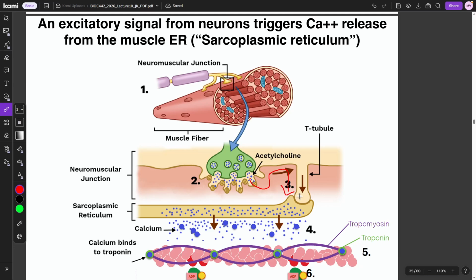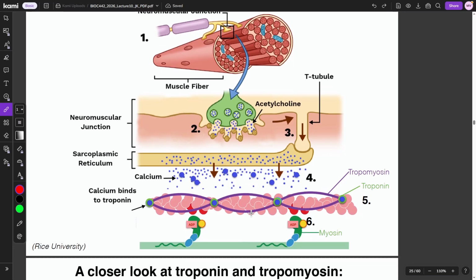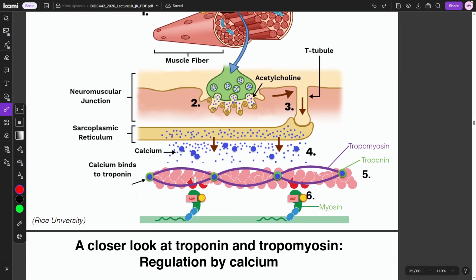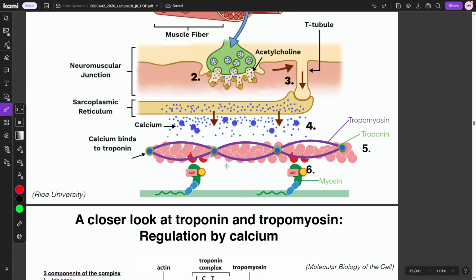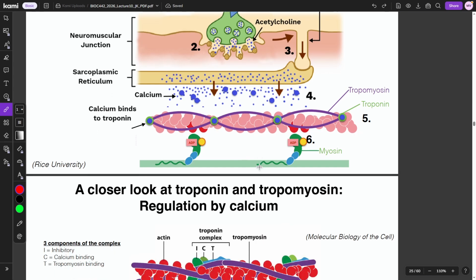And so after that area is depolarized, the sarcoplasmic reticulum opens a physical door, which allows calcium to flow into the sarcoplasm. And the sarcoplasm, by the way, is just the cytoplasm of a muscle cell. And so once that happens, the calcium binds to troponin, which causes tropomyosin to shift out of the way. And then myosin is able to bind to actin and cause contraction.